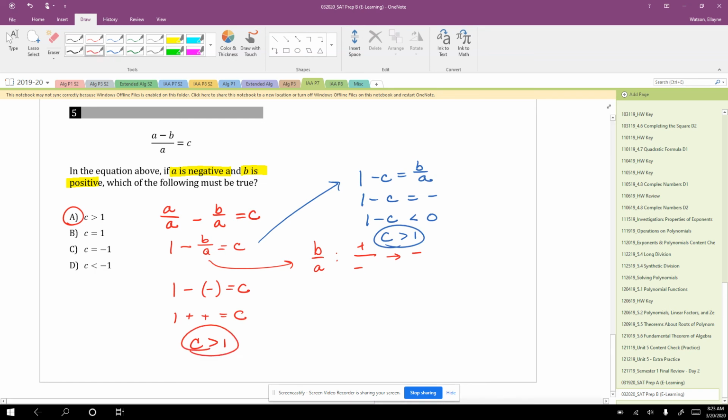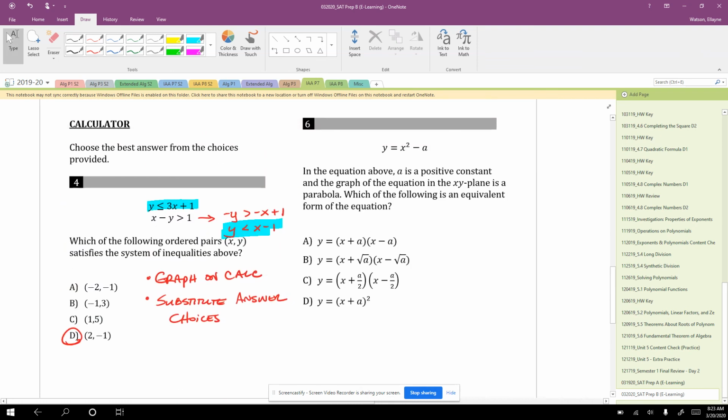Okay, finally, last problem. It says in the equation above, A is a positive constant, and the graph of the equation is a parabola. Which of the following is an equivalent form of the equation? Okay, so this one technically isn't too terrible, but there's a common mistake here. A lot of people would maybe pick A here. But what I like to do is, I look at my answer choices. Well, I know that if I multiply these all out, they're all going to give me x squared to start with. So that's not going to help me.